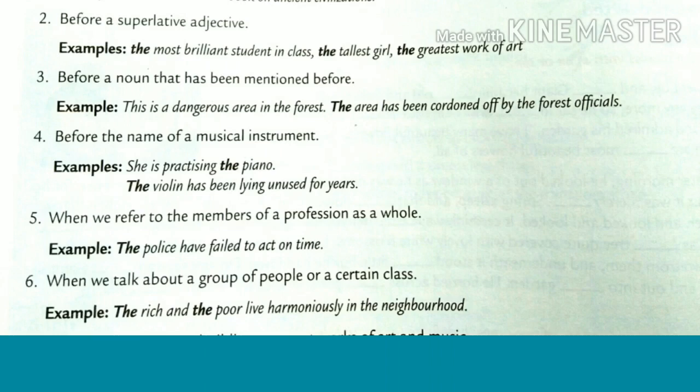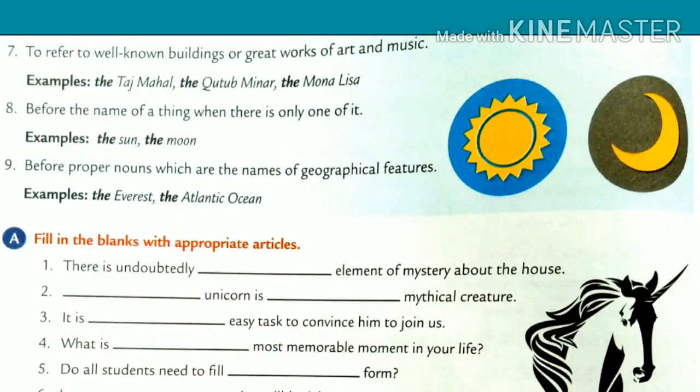So we use the before those words, the rich and the poor. Seventh one, to refer to well-known buildings or great works of art and music, like musical instruments. For well-known buildings or great works of art and music, we also have to use the before those words. Examples: the Taj Mahal, the Qutub Minar, the Mona Lisa. Mona Lisa is artwork. Taj Mahal and Qutub Minar are well-known buildings. So we use the before those words.